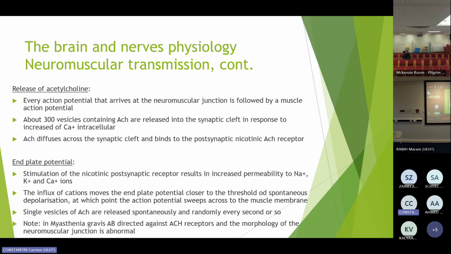For example, in myasthenia gravis, we have antibodies which are directed against the receptors, and the morphology of the neuromuscular junction is abnormal.